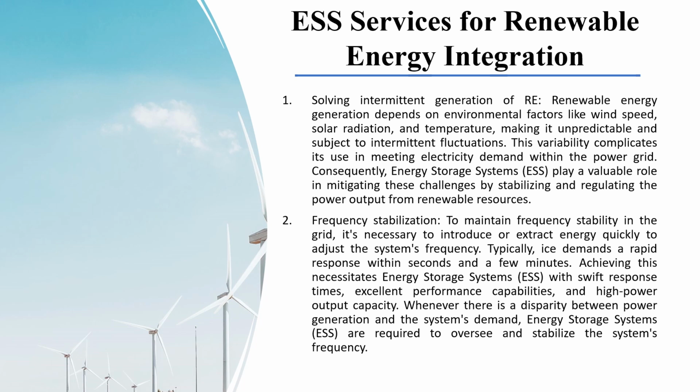The first operation is solving intermittent generation of renewable energy. Renewable energy generation depends on environmental factors like wind speed, solar radiation, and temperature, making it unpredictable and subject to intermittent fluctuation. This variability complicates its use in meeting electrical demand within the power grid. Consequently, energy storage systems play a valuable role in mitigating this challenge by stabilizing and regulating power output from the renewable source.